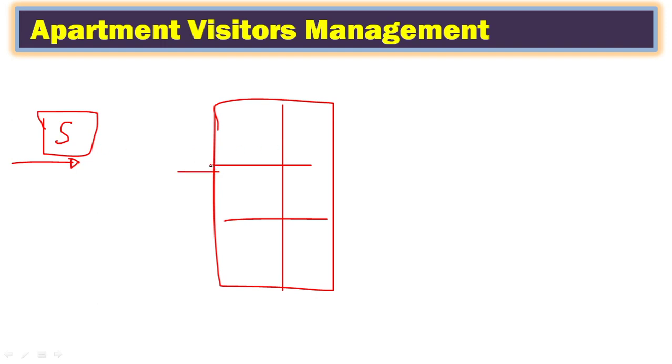Once they go in, they need to go out, because whoever comes in has to go out. The data will be there in the system. When they go out, security will enter the out time, and that will be recorded into the system. Ultimately this project helps the apartment owners, particularly in the security section, to register every visitor who visits the apartment.